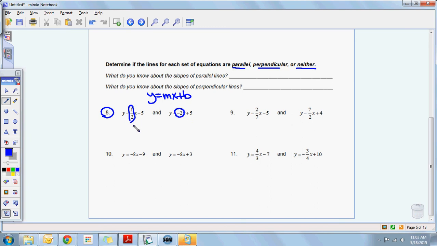Are they reciprocals? Are they flipped? Well, this is 1 over 2. If I flipped 1 over 2, it would be 2 over 1, which is exactly what 2 is. So this one's positive, this one's negative. So yes, these are perpendicular lines. So you've got to ask yourself those questions. Are they the same? Are they opposite? Are they reciprocal? And then you should be able to answer what they are.